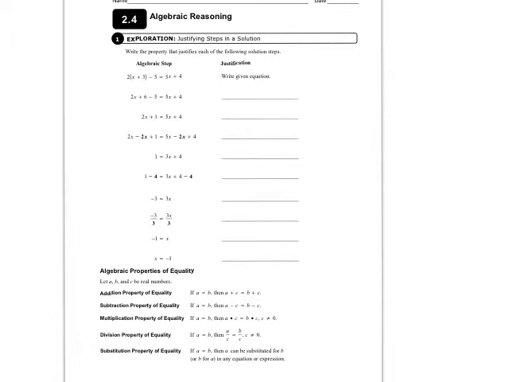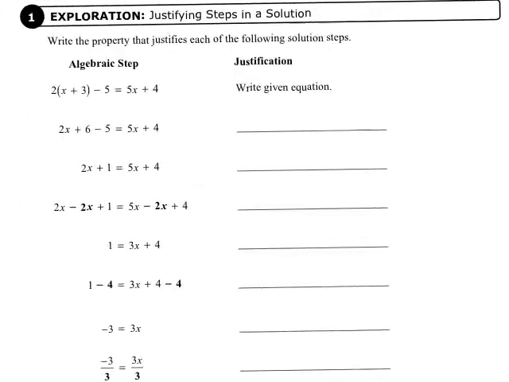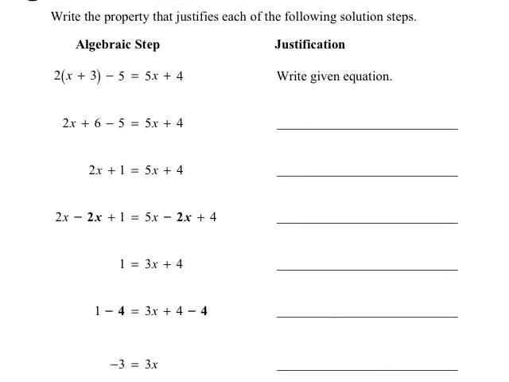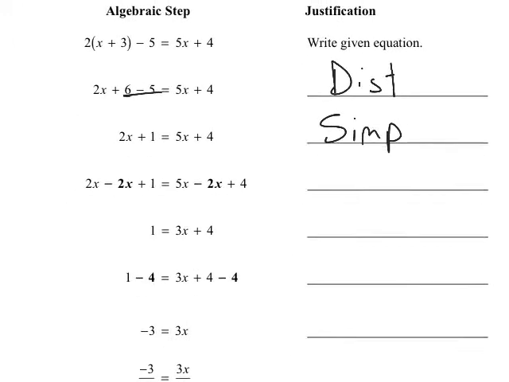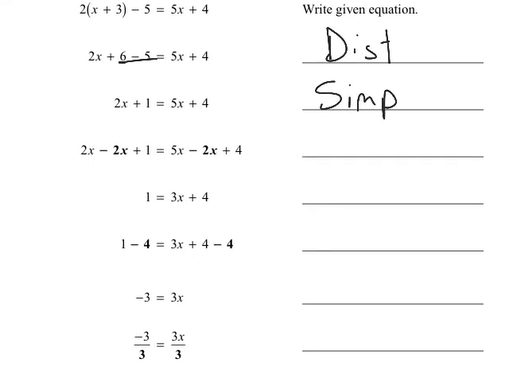Go ahead. Okay, so let's look here, okay? So basically what we're asking ourselves is specifically how are they going from line to line? So from the first line to the second line, what did they do? They distributed, okay, so we got that. From the second line to the third line, what did they do? They simplified. They combined the 6 minus 5, okay, so that's simplify. Okay, going from the, and they even kind of put it in bold for you, the third line to the fourth line. Good, subtraction, property of equality.